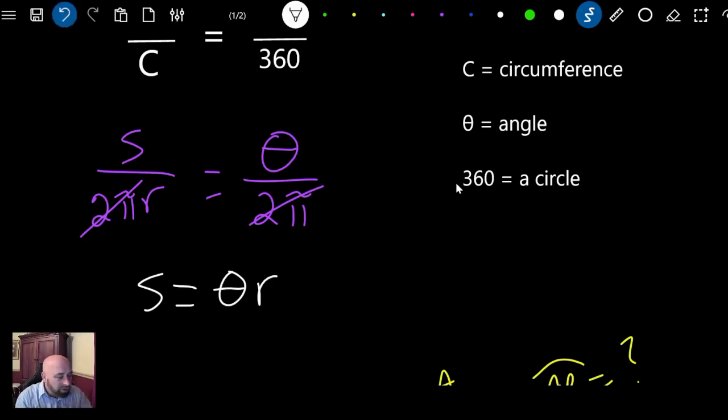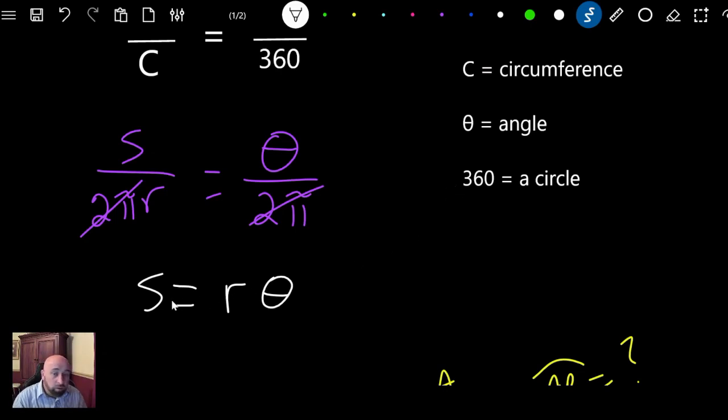Okay, or R theta. I think they do it in the book as R theta. It doesn't really matter since it's multiplication, but R theta, not R to the theta. That kind of looks like R to the theta. R times theta. Okay, what is R? It's the radius of the circle.